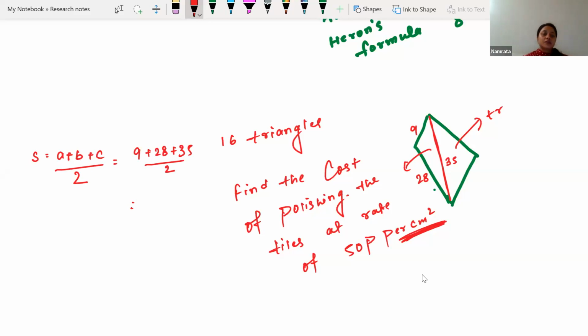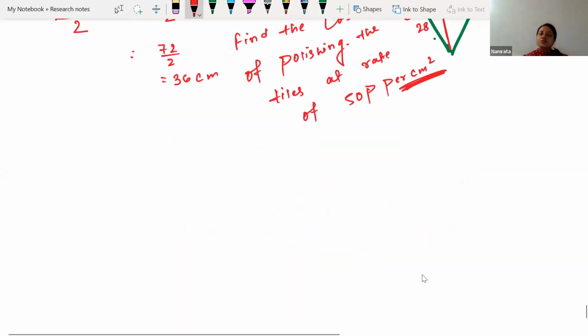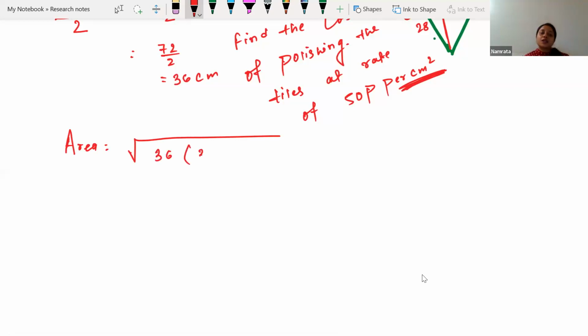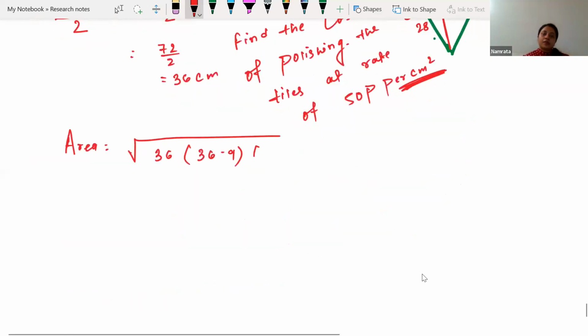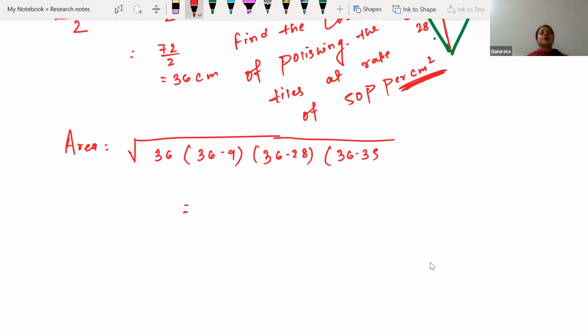So we will be getting 72 over 2, that is 36 centimeter. Now Heron's formula, let's apply it. The area of one triangle will be under root s, that is 36, (s minus a)(s minus b)(s minus c). And from here we'll be getting the area.